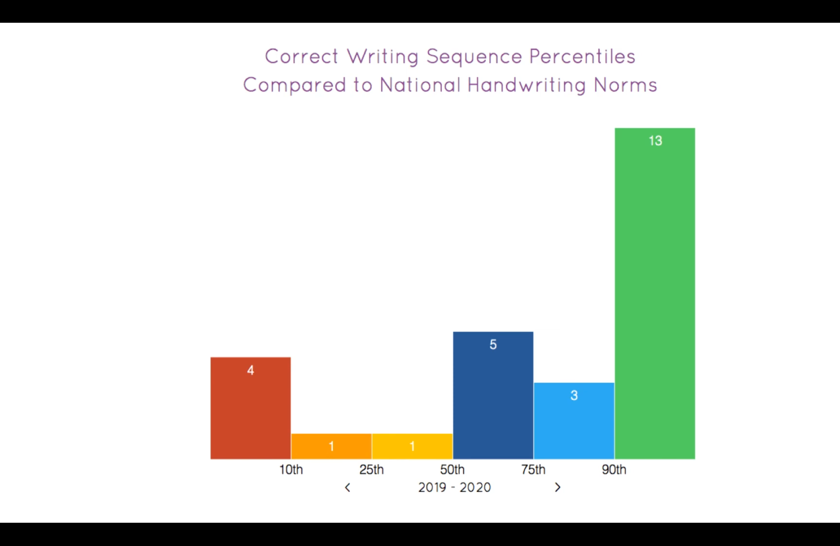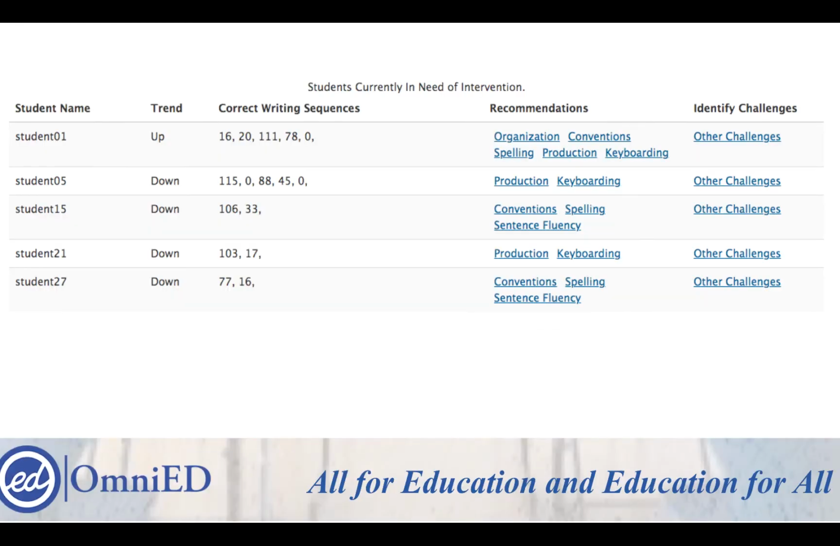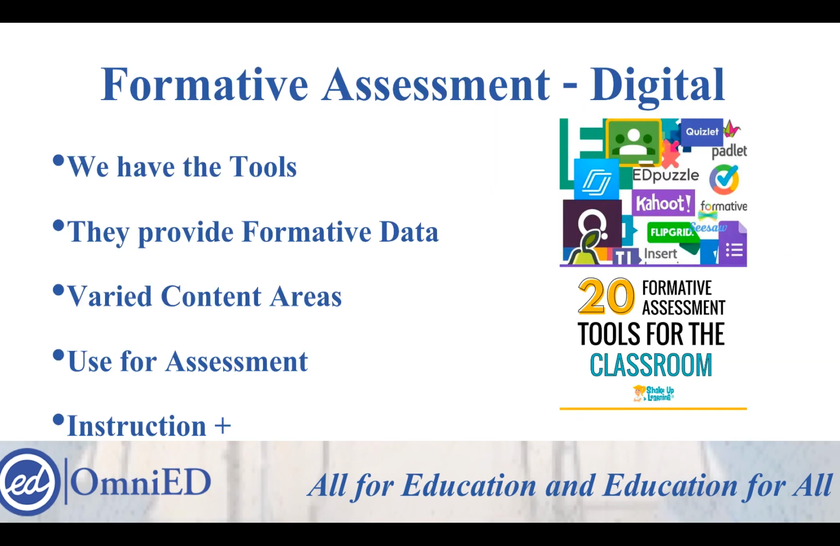So with that in mind, we can then take a look at those individuals and think of interventions that would follow. So for example, student 1, the recommendation is think about organization, convention, spelling, and things of that nature. And these are all hyperlinked to resources that teach those types of interventions. So there's a number of different formative assessments out there. There's a number of different tools out there for us to use. I'm sharing one, which is a writing progress monitoring.